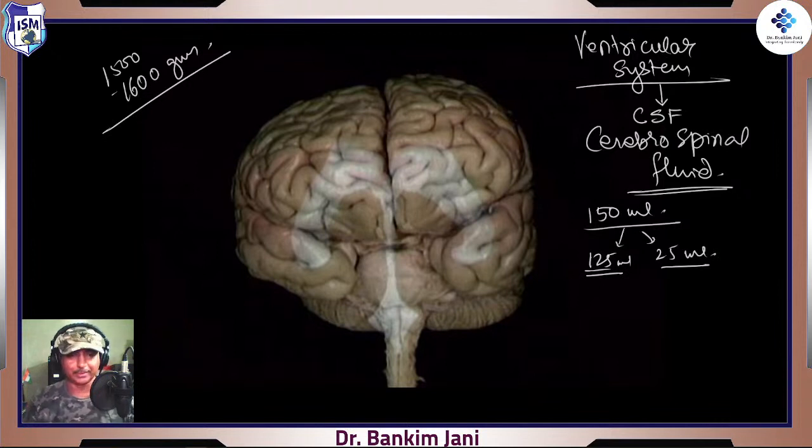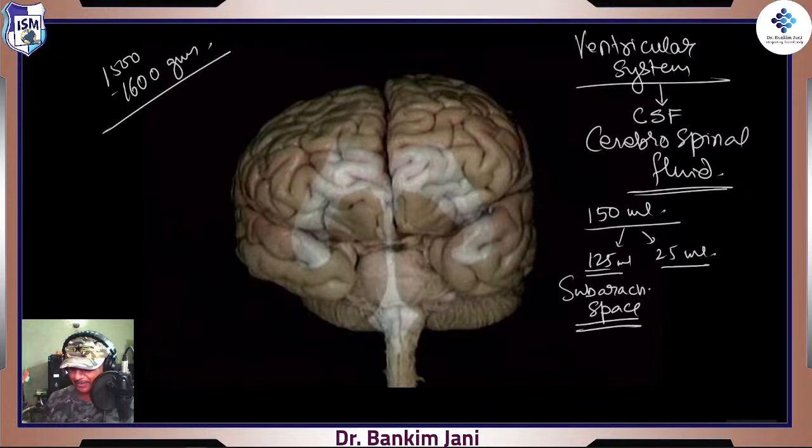So where is the 125 ml? The ventricles look so big, but in fact it is in the subarachnoid space. Now you know it very well, the subarachnoid space, just underneath the arachnoid. That subarachnoid space has 125 ml, and such big things which we are watching have only 25 ml of fluid. So that is in the ventricles. But this is so important.